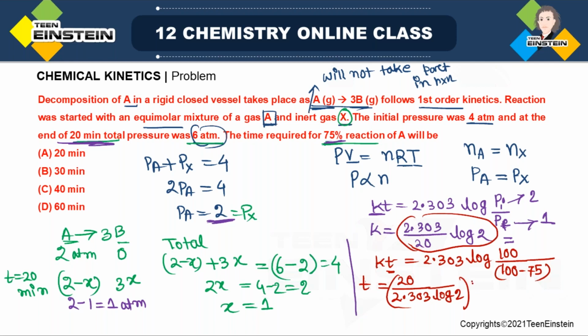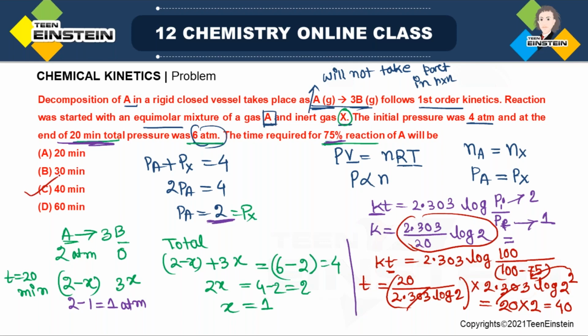Now we will write the rest of the part. 2.303 log 100 by 25. 100 by 25 means log 4. Now log 4 means log 2 to the power 2. These two will be cancelled. You can bring 2 before log 2 will also be cancelled. Ultimately it will be 20 multiplied by 2. That means it is 40 minutes. Which option correct? Option C.